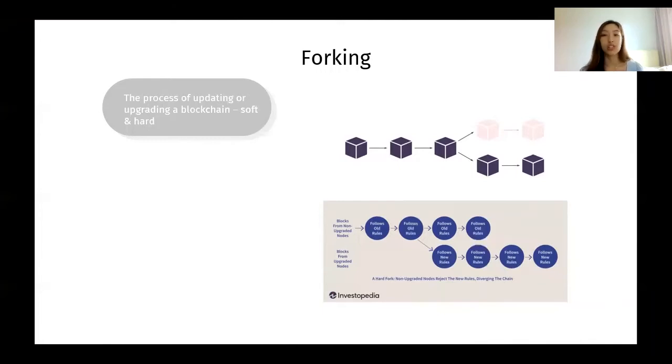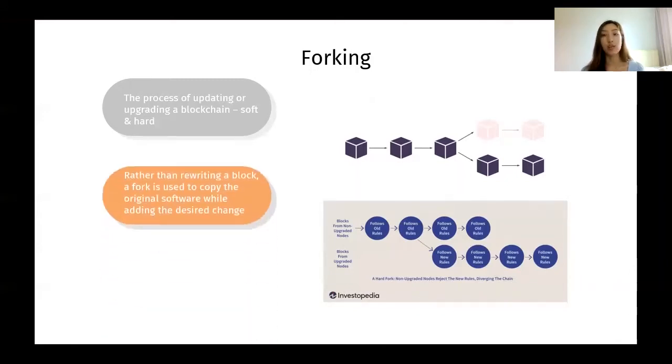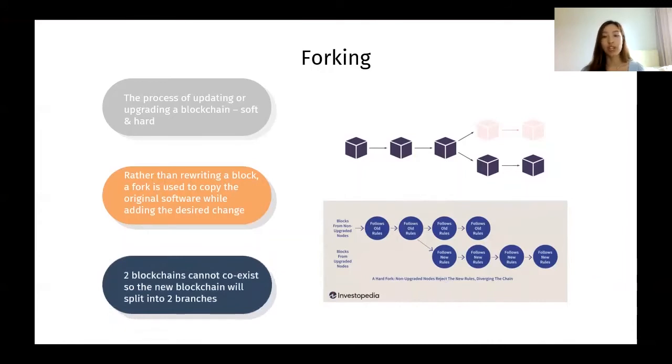Because all the blocks are chained together through a consensus that all the blocks agree upon, any upgrade to the system requires a change of consensus of all of the blocks. Such a consensus is very unlikely to occur because the blocks are linked through a functionally immutable set of rules. Thus, instead of rewriting each block, changes to a blockchain are often achieved using a fork. A fork is an event on a blockchain that copies the original software and adds the desired changes to it. And because the two blockchains cannot coexist, the new blockchain splits into two branches, forming a fork-like diversion from the main blockchain.